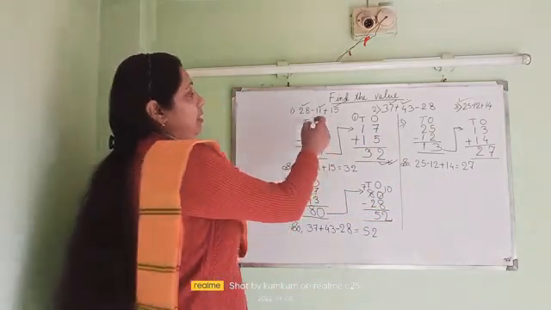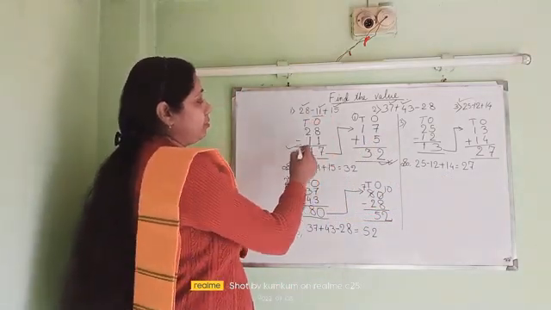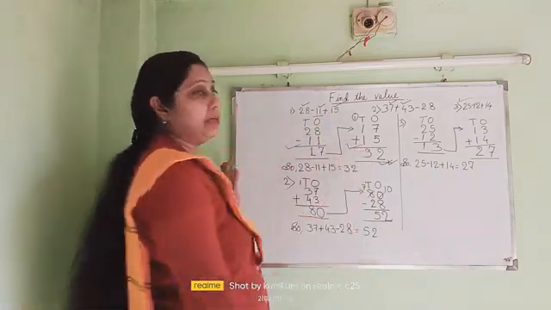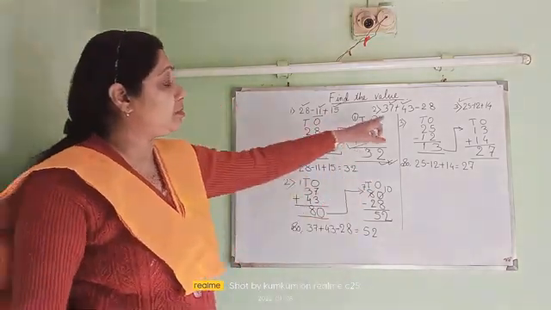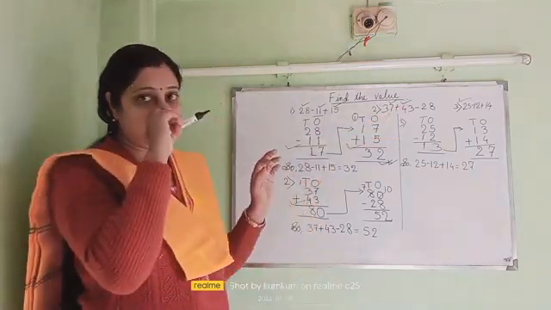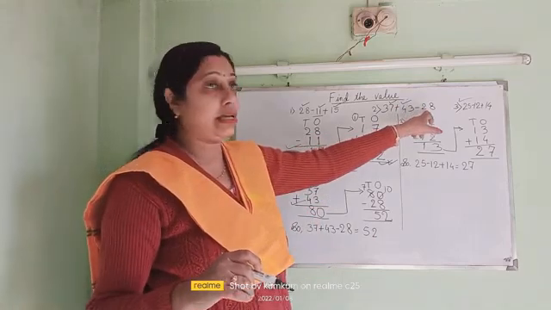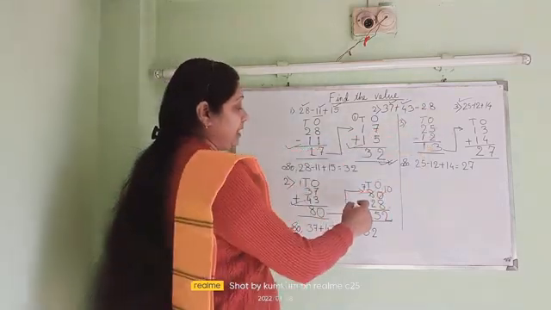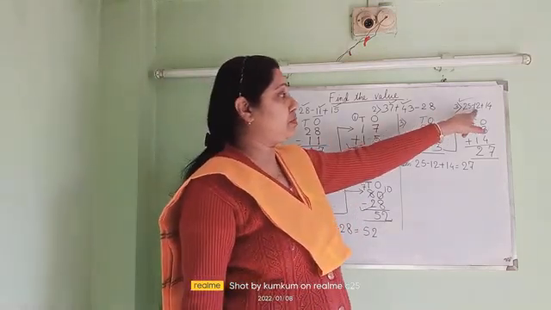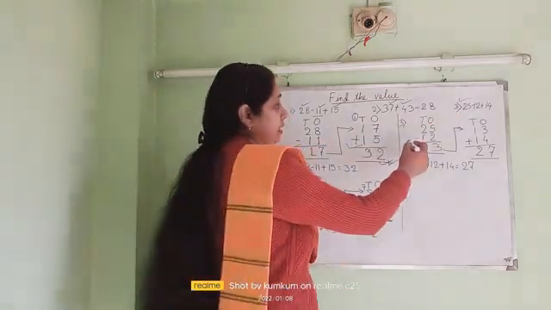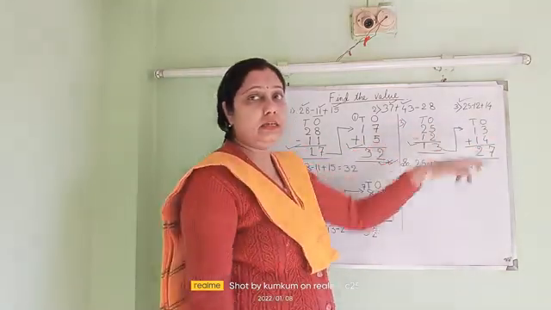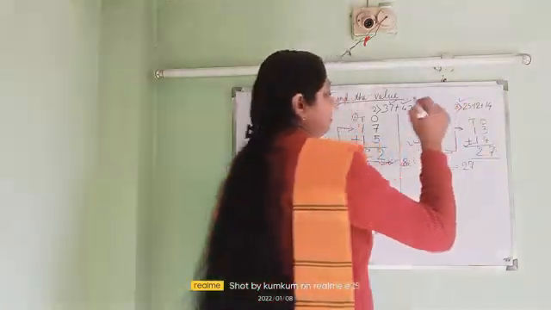Just see, here it is minus 11, so we have forwarded minus 11. Here it is plus 15, so we have written here plus 15. In the second question you see plus 43, so we have written here plus 43. Next, here it is minus 28, so we have written here minus 28. In the last question, here it is minus 12, so we are writing here minus 12. Next is plus 14, so we are writing here plus 14.